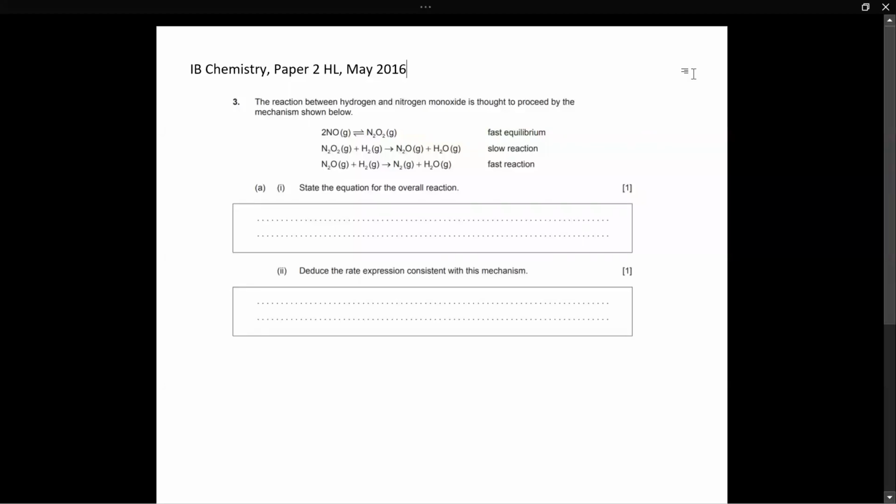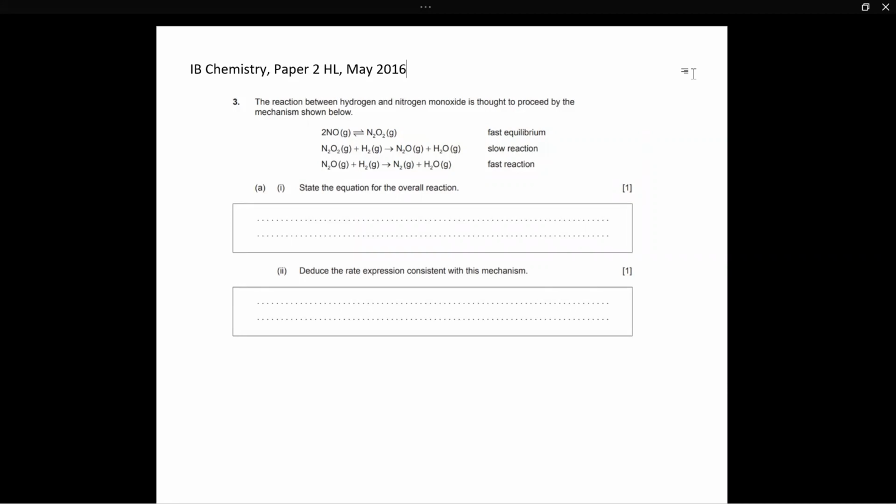And in this video, we're going to be taking a look at a question from the IB Chemistry paper 3 HL from the May 2016 batch. Now, this is question number 3, and it asks us, the reaction between hydrogen and nitrogen monoxide is thought to proceed by the mechanism shown below. First part of the question, state the equation for the overall reaction.